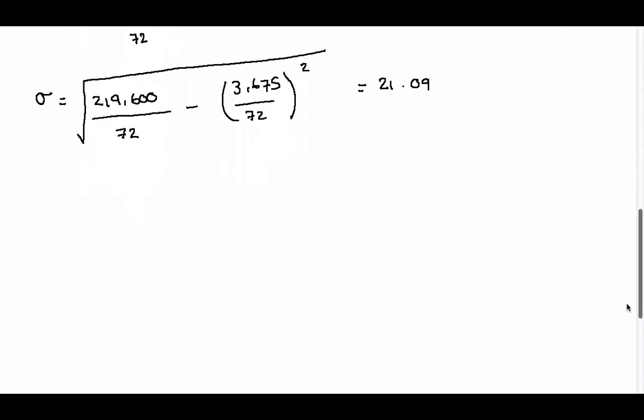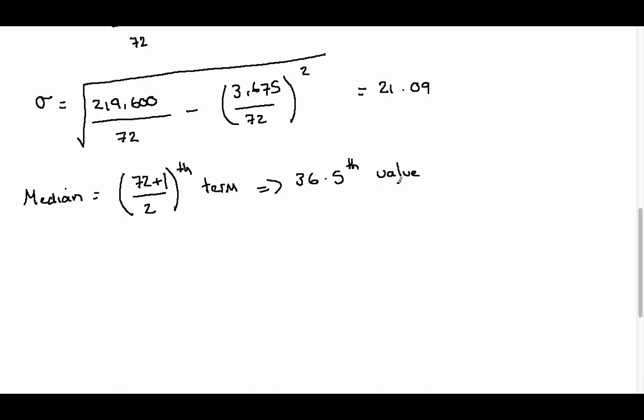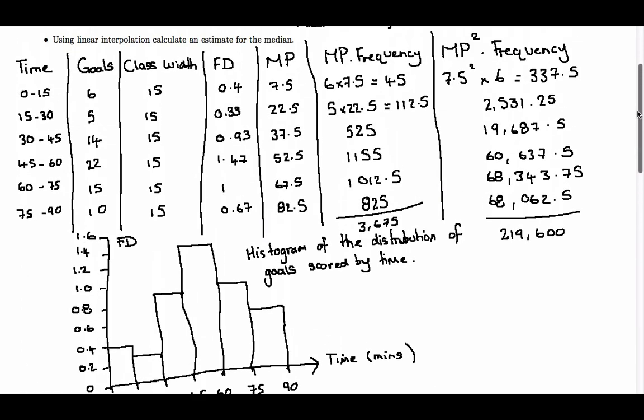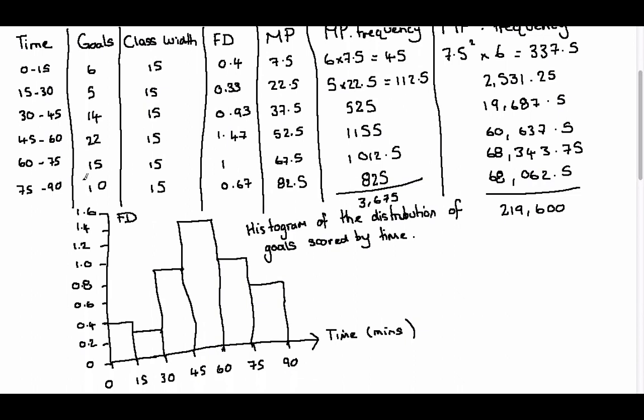So the final thing I've been asked to do is use linear interpolation to calculate an estimate for the median. So to do that, I'm going to say the median, well, that is the 72 plus 1 over 2 term. So we're looking for the 36.5 value. So the 36.5 value, well, that comes between 36 and 37. So between 36 and 37, that is going to be in this group here.